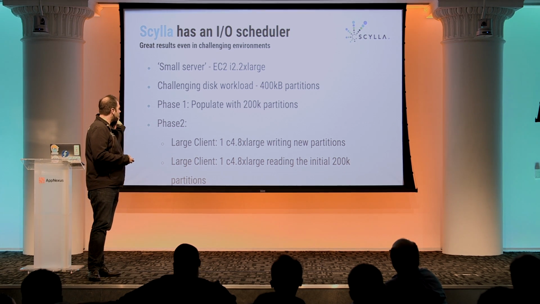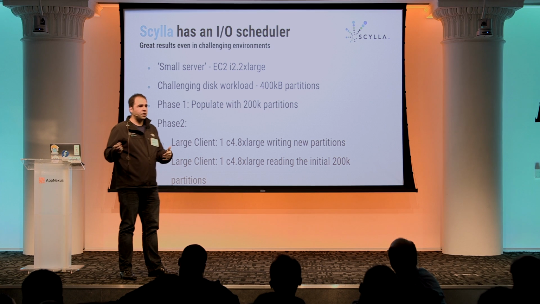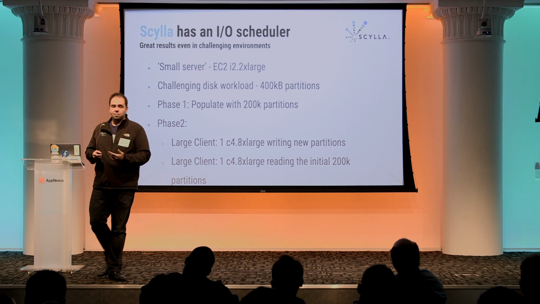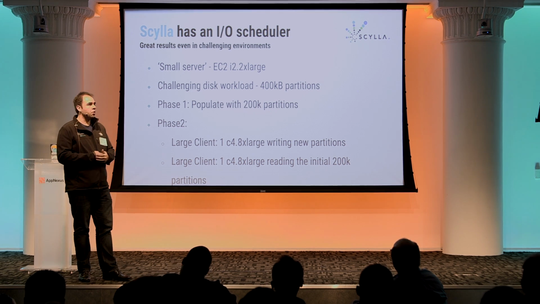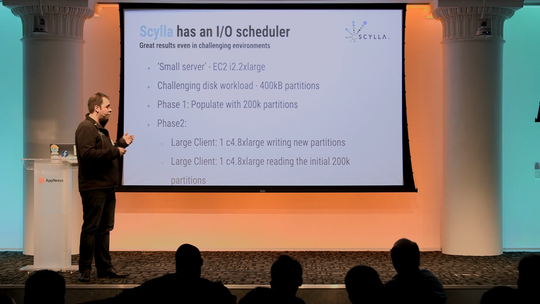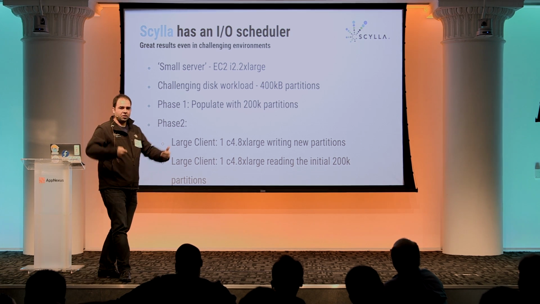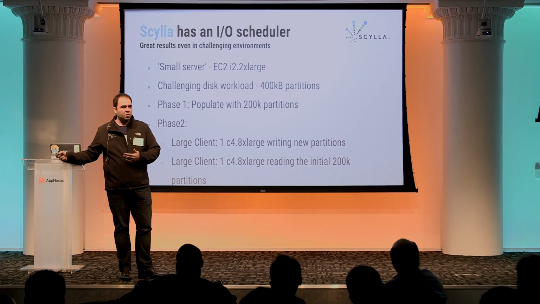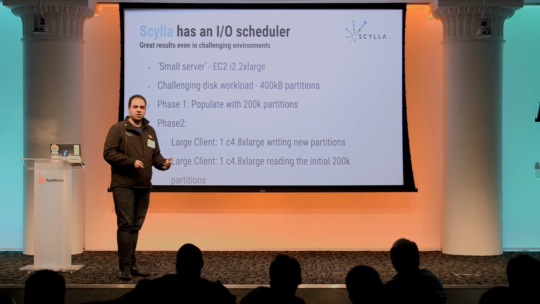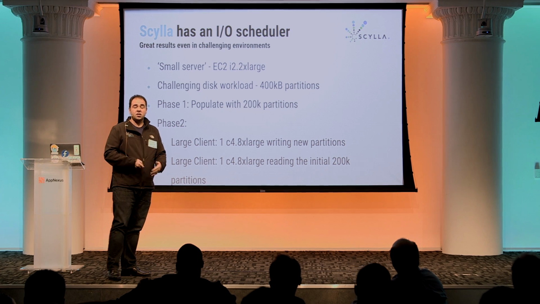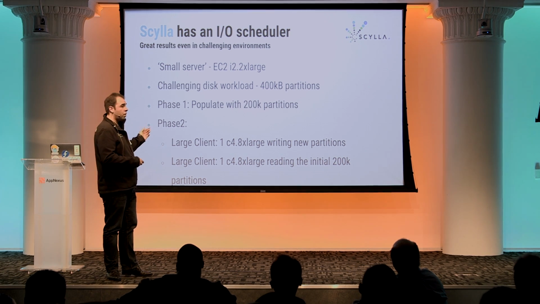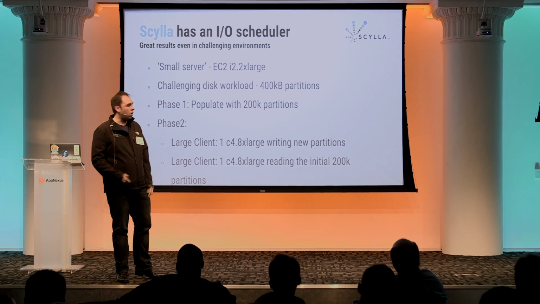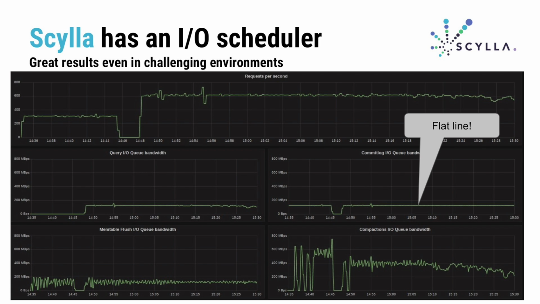So we have a populate phase, where I just write 200,000 partitions into that server. And once this is done, we wait a little bit for it to settle, and have two very large clients. The clients are much, much more powerful than the server. One of them is going to be writing at full speed a different set of keys, and the other one is going to be reading the first set of keys at full speed. And I'm going to show you what happens with the memtable writes, with the compaction, with the query, and the commit log classes.